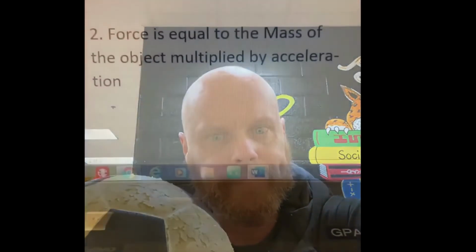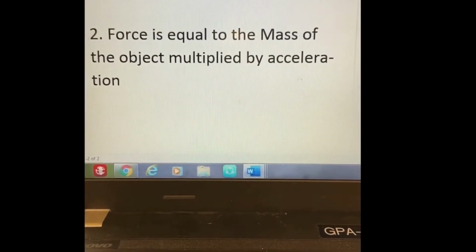So as we were able to just see, when I added the force from my foot to the ball, it was able to move. An object at rest will stay at rest unless acted on by another object. Law 1. Next, we have Law 2.